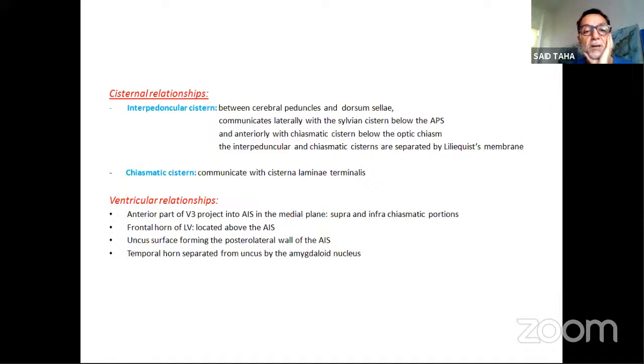For the ventricular relationship, as we see, the anterior part of the third ventricle projects into the anterior incisor space. In the medial plane, we have supra and infrachiasmatic portions.